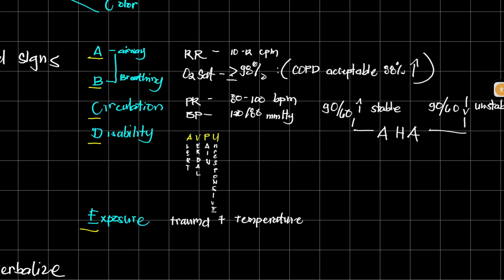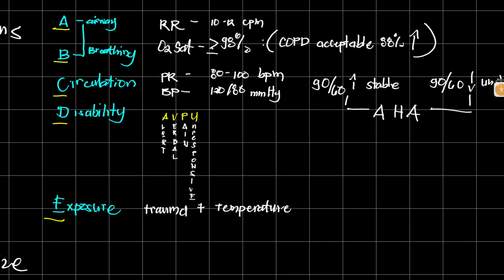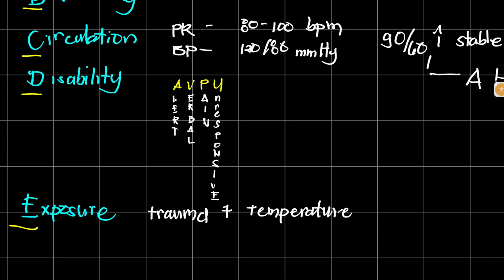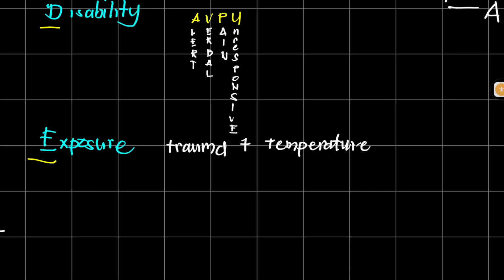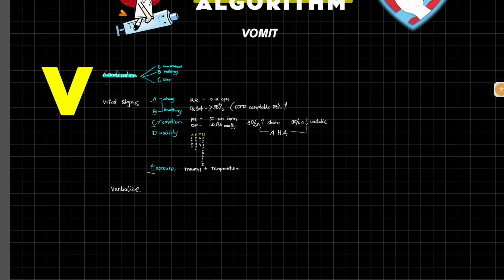Sa airway and breathing, what are you gonna check? You will check your RR, your oxygen saturation. For circulation, you will check for the following: your pulse rate and your blood pressure. Sa disability, that's actually assessing your level of consciousness. You will have your abbreviation AVPU: Alert, verbal, pain, unresponsive. Sa exposure, you will check any obvious signs of trauma and your patient's body temperature.